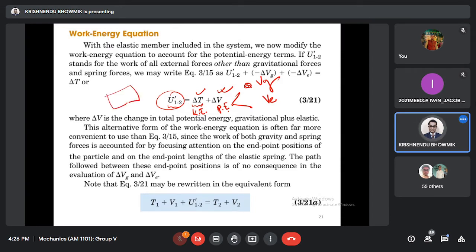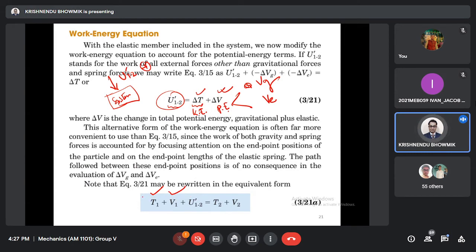If this is the system, and you have supplied some external work done, that is positive. That will do two things. One, it will change the kinetic energy. Other, it will change the potential energy. Potential energy may be of two kinds: one is gravitational, the other is elastic. That has been written here. T1, V1.